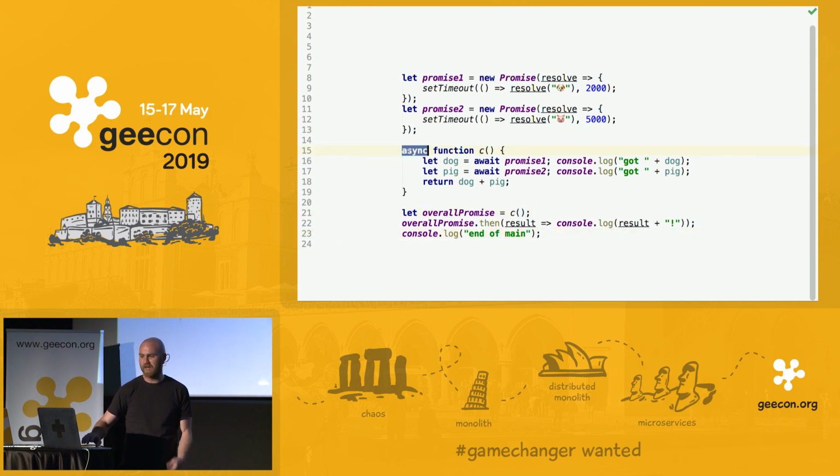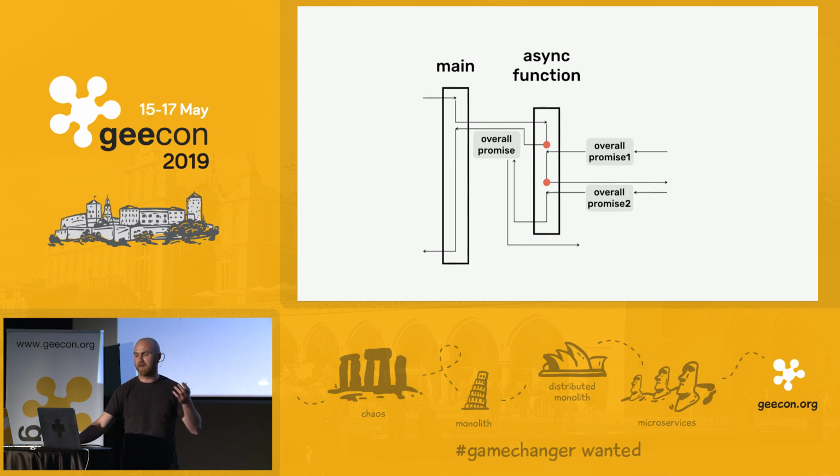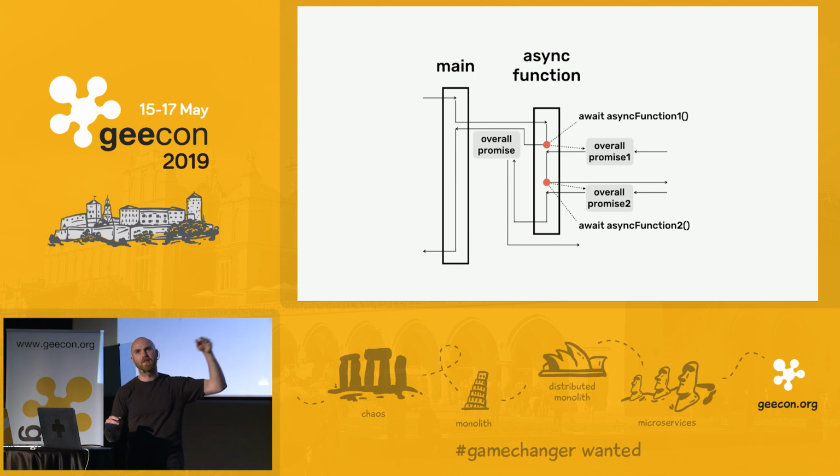Also, as soon as you name a function async, the whole function actually returns a promise. So this dog and pig, they were strings, but after returning from the function, they become a promise, wrapped as a promise. So that was the previous picture, but now you can think of those promises as another overall promise. So it could be another await on another async function. So this is all composable, this whole idea of promises.